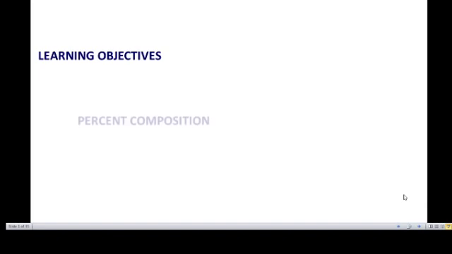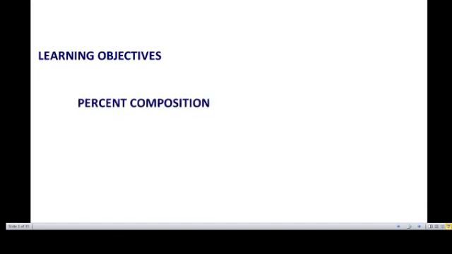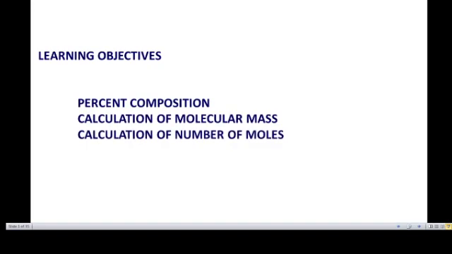Learning objectives: percent composition, calculation of molecular mass, calculation of a number of moles. All numerical problems.